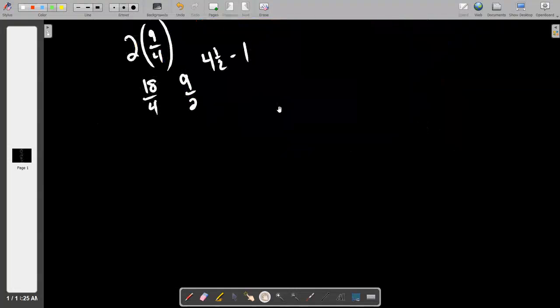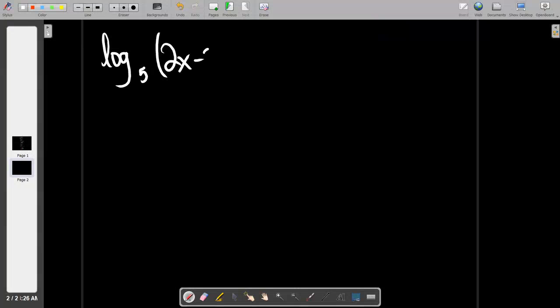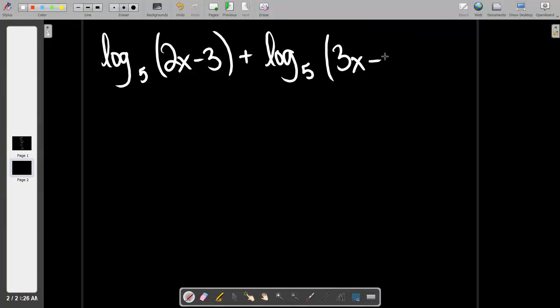Next one. Holy fat pen, Batman. There we go, that's better. Log base 5 of 2x minus 3 plus log base 5. Oh, why did I put 6? That's not a 6, it's a 5. Oh, bless you. Log base 5 of 3x minus 2 is equal to 0.